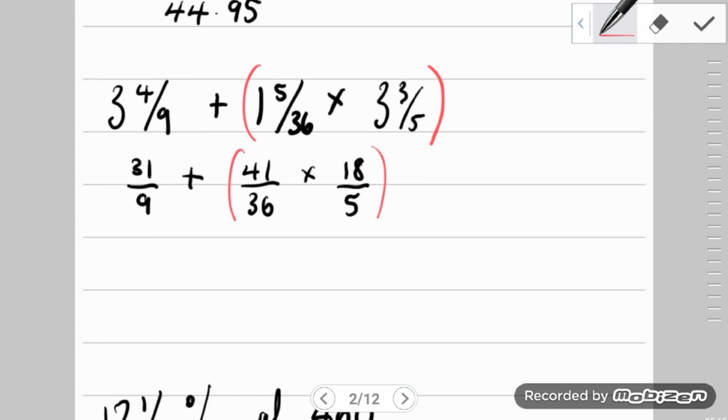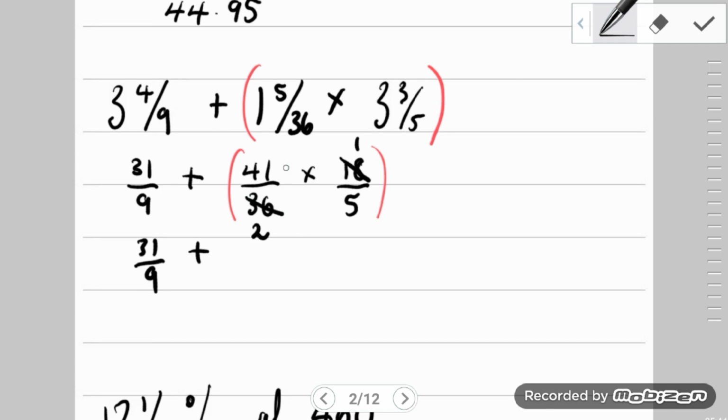So we would then rewrite the 31 over 9 here, and we're going to wait for the result of the product here. So when we're multiplying fractions, we're looking for common factors that can reduce either the denominator or the numerator or both. So clearly we can see here that 18 is divisible into itself, and 18 divides into 36 twice.